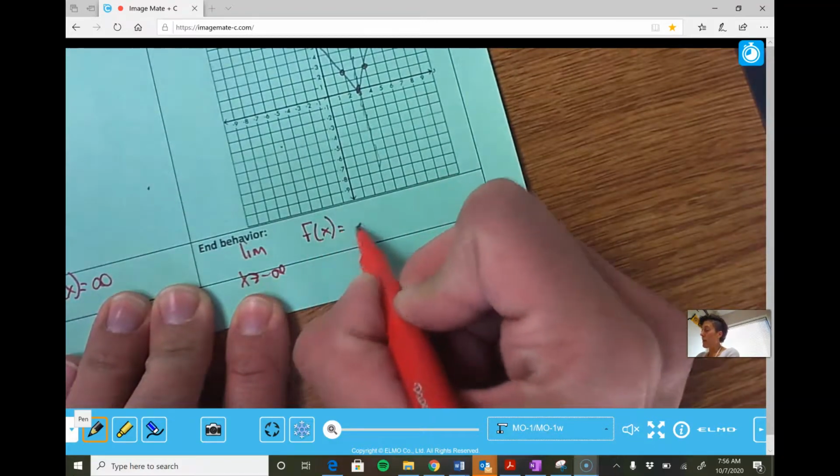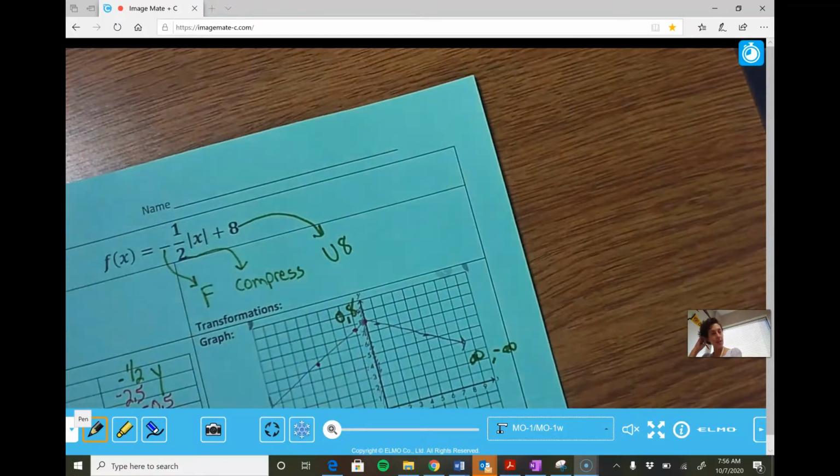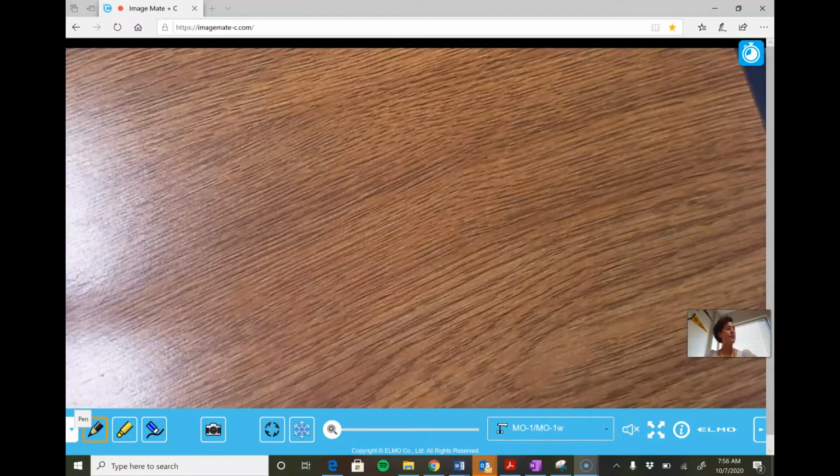All right, this warm-up should be done. You need to make sure your name is on it, and please give it to the substitute. He's going to check that off as one of your tasks that you got completed. And then what we're going to do is we're going to be going into our notes packet, and that'll be in the next video. All right.